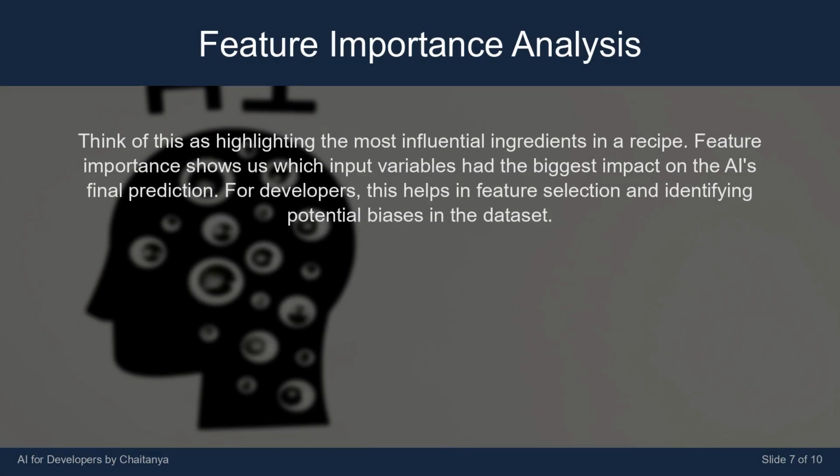Think of feature importance as highlighting the most influential ingredients in a recipe. Feature importance shows us which input variables had the biggest impact on the AI's final prediction. For developers, this helps in feature selection and identifying potential biases in the dataset.